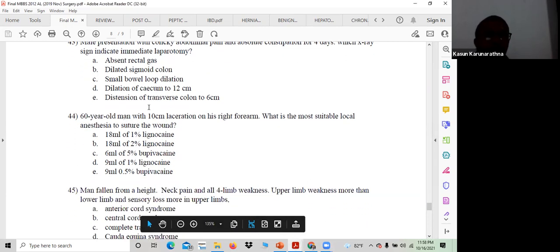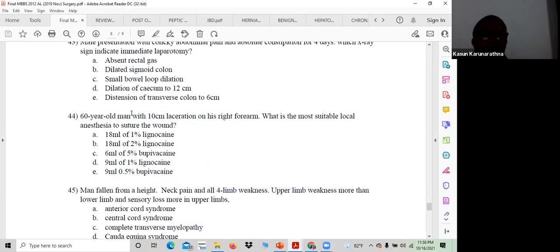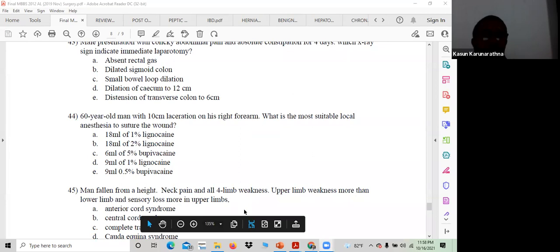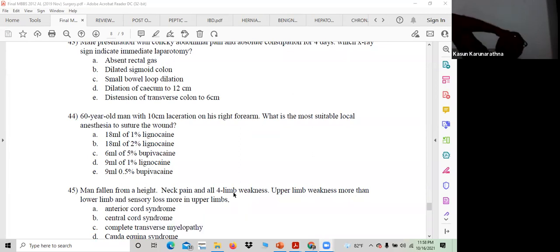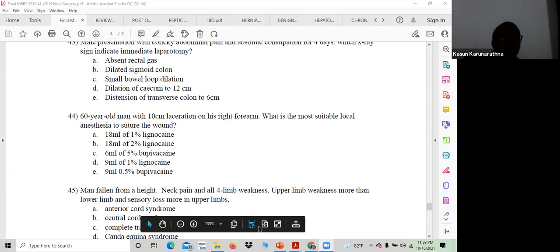Question 44. A 60-year-old man, it's not the age, a 60 kilogram man, with a 10 centimeter laceration on his right forearm. What is the most suitable local anesthesia to suture the wound? How do you calculate the local anesthesia volume according to body weight? If it is 60 kilogram, what is the plain lignocaine dose for a 60 kilogram male? 3 milligram per kg. Yes, 3 milligram per kg, not milliliter.